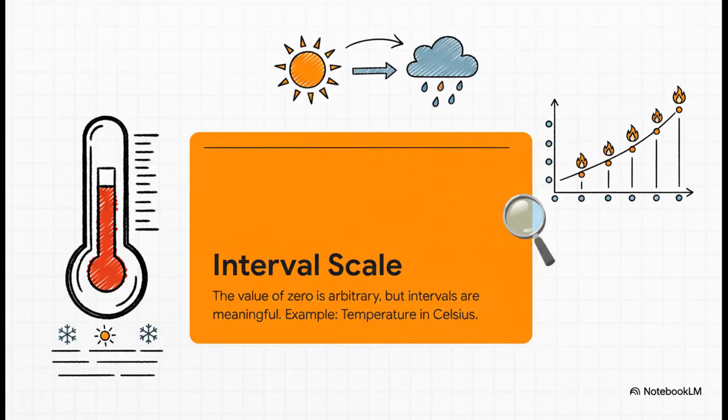Next up, we've got the interval scale. Now the gaps, or the intervals between the numbers, are equal and they're meaningful. The perfect example is temperature in Celsius or Fahrenheit. The difference between 10 and 20 degrees is the exact same as the difference between 20 and 30 degrees. But here's the catch. The 0 point is totally arbitrary. 0 degrees Celsius doesn't mean there's no heat. It's just the specific temperature where water freezes.